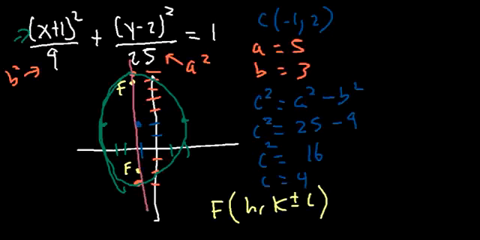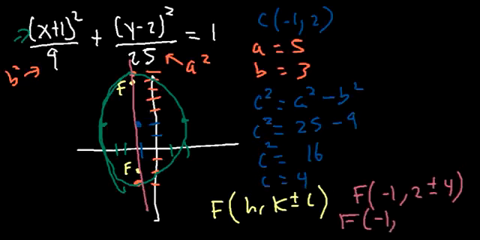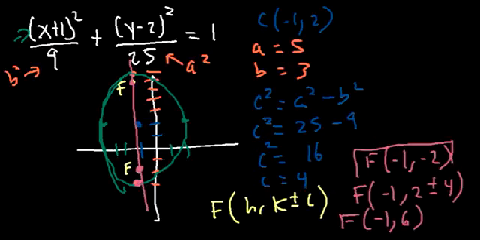The foci, the center, and the major vertices, they all pass through the major axis. So therefore the foci is h, which is -1, comma k, which is 2, plus or minus the value of c, which is 4. So 2 plus 4 is 6. That gives us this point. It's at -1, 6. And then the other one, 2 minus 4 is -2, which is over here. It's at -1, comma -2. So those are the coordinates of the foci.